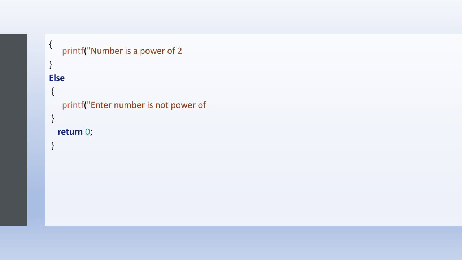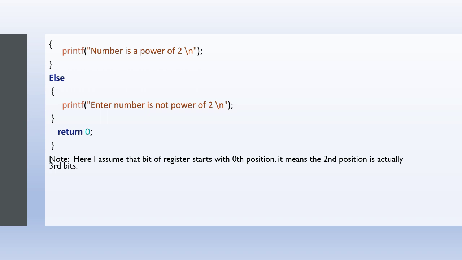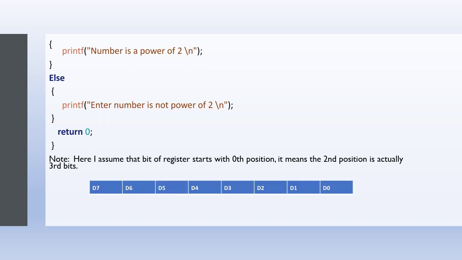So note here I assume that the bit register starts with the 0th position. It means the second position is actually the third bit, right? Something like this, D0 to D7. Okay, hope you understood this. Now let's move on to the next question.